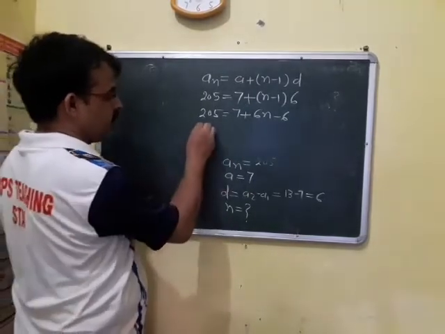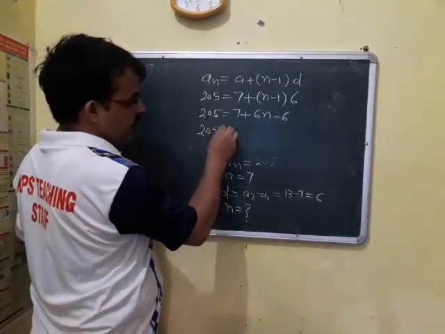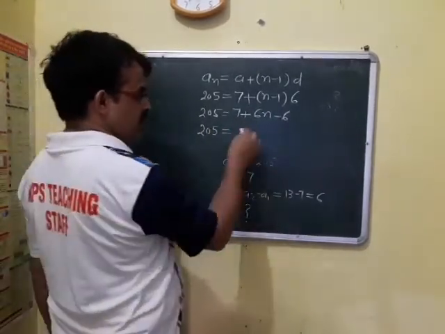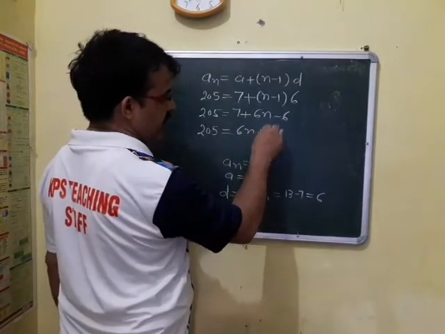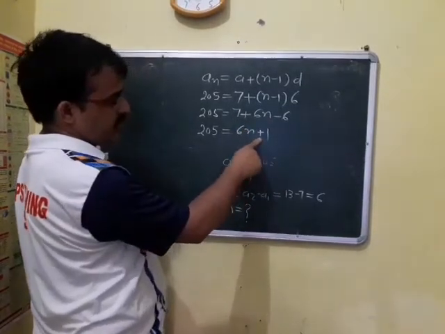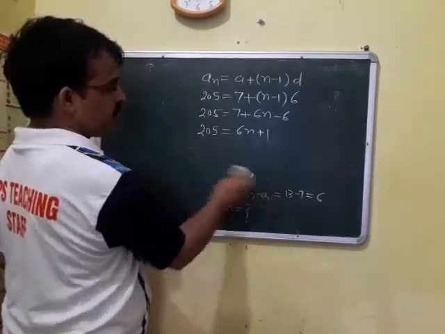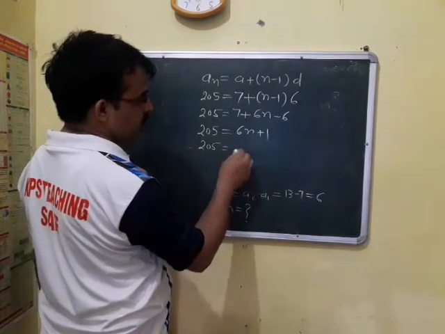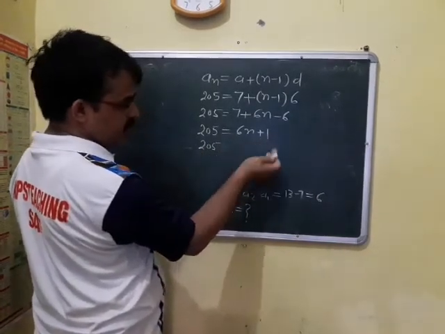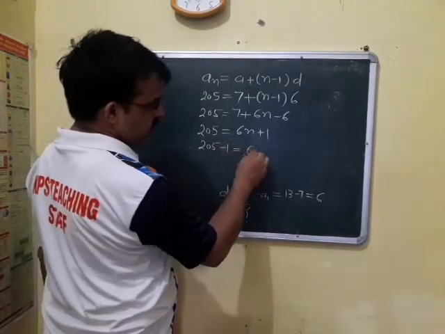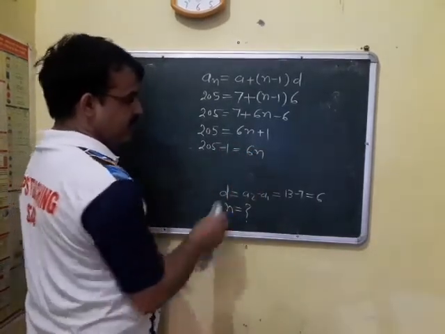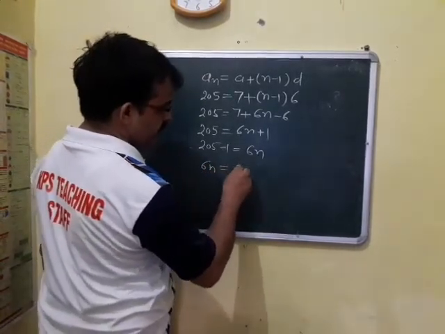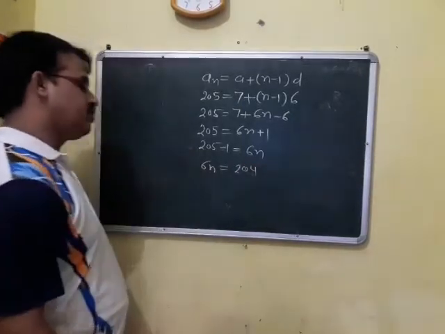Next step: 205 is equal to, now look, 7 minus 6. So we get 6n plus 1. The positive term is greater, so we use positive. Clear? Now 205 is equal to 6n plus 1. This positive term goes to the other side as negative. So 6n is equal to 204.